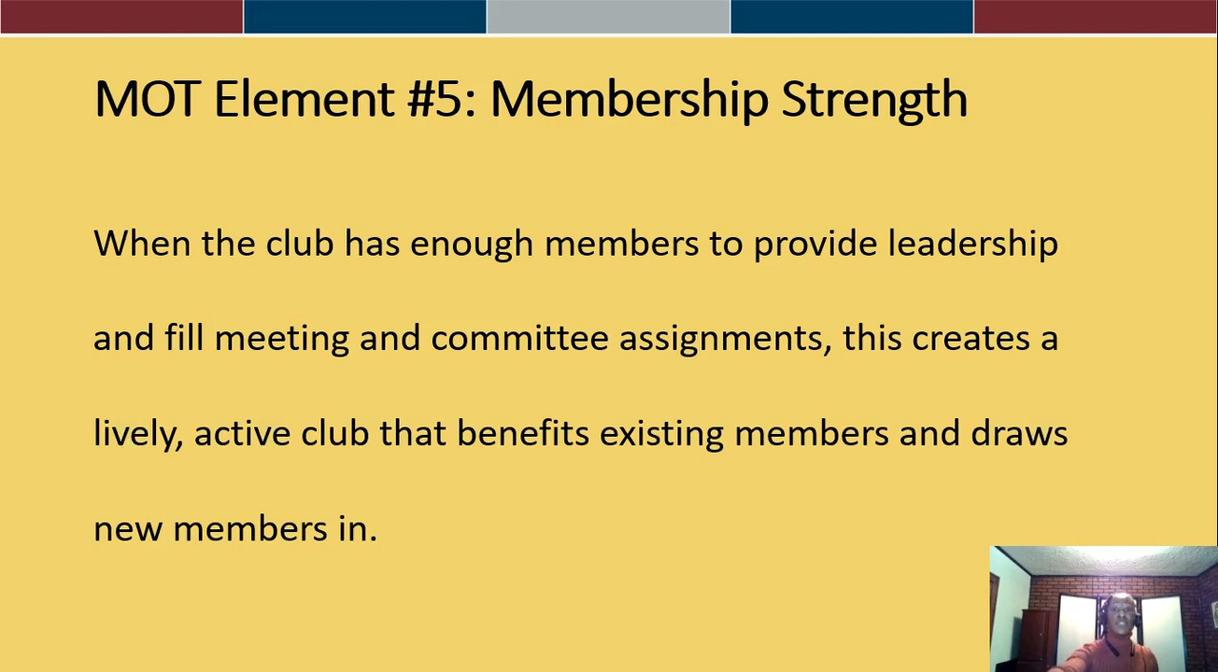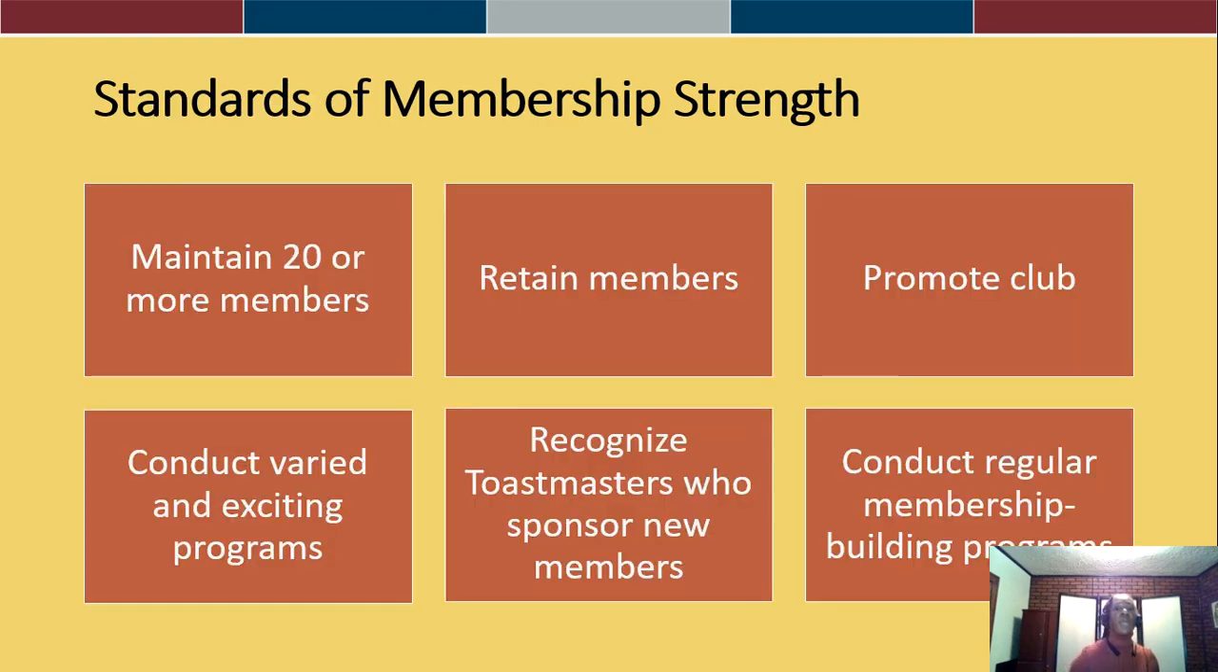Let's take a look at the standards for element number 5. The number 1 standard for membership is to make sure that you can maintain 20 or more members. 20 or more members means at your club meeting, you can at least get 12 or more members at your club meetings. Not every single person from your list of 20 members will be at every single club meeting. We know that. It's just a fact, right?